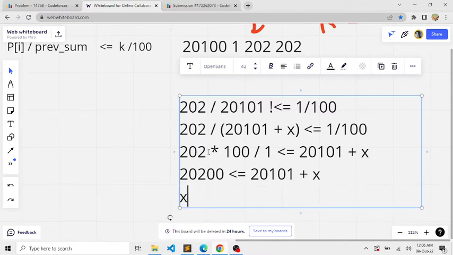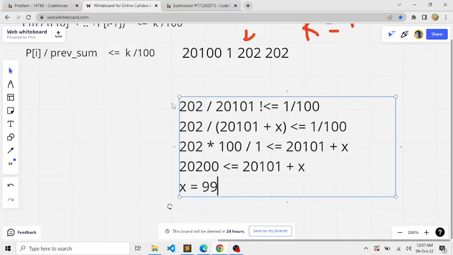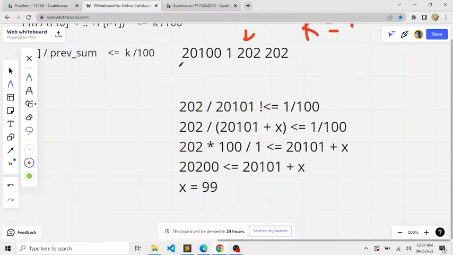So the value of x would be 20200 minus 20101, which is equal to 99. Let me write it down like this, which is equal to 99. Here we got the value of x. So for now the value of x is 99. Let me write it down, 99. Okay, now let us try to calculate for the third term as well.